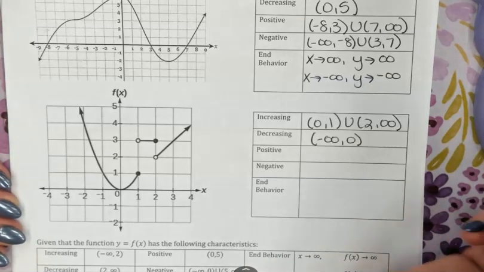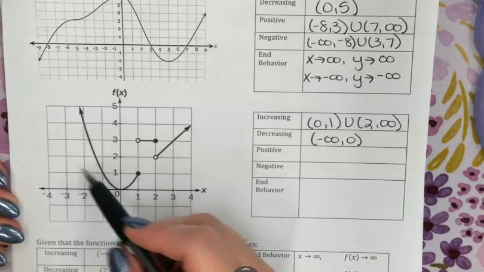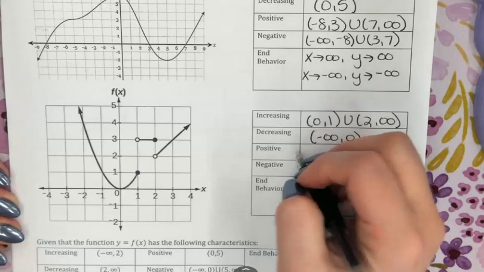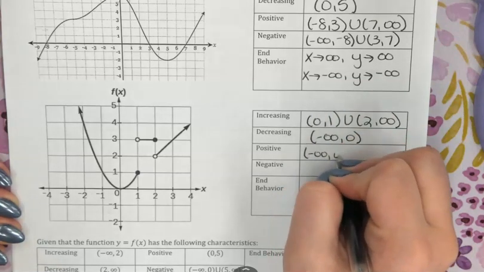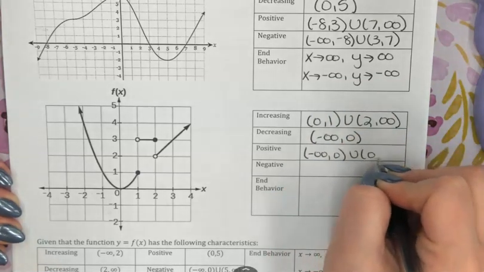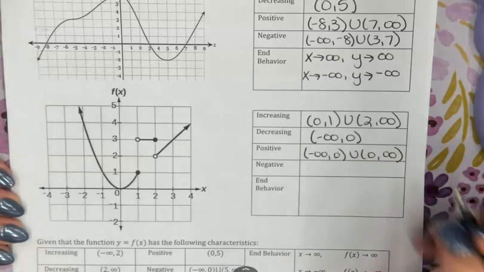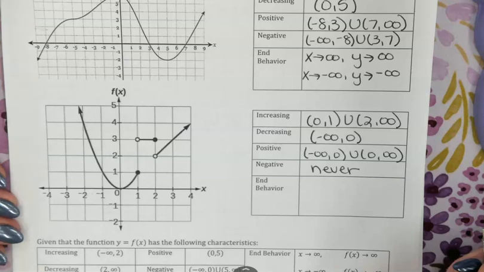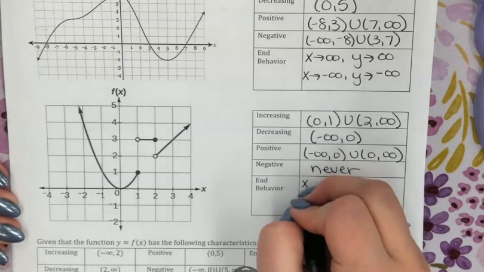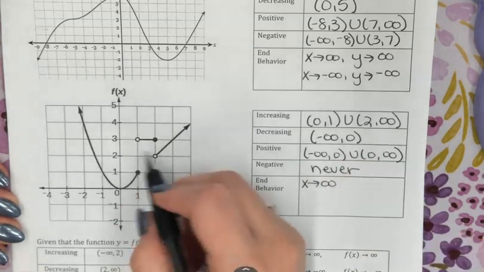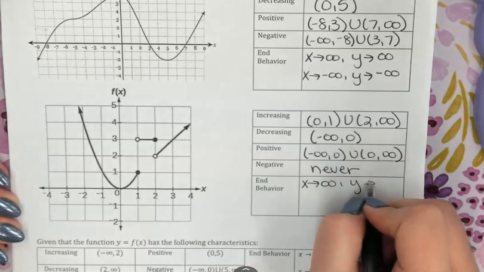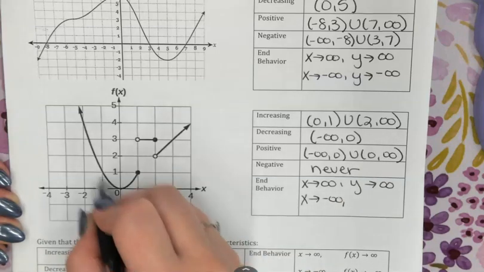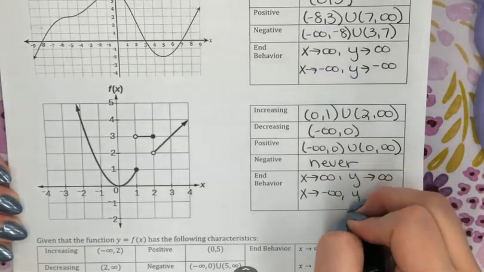My graph is positive everywhere except where it touches my x-axis, because remember, 0 is neither positive nor negative. So I have to exclude that. It's never negative. It doesn't ever dip down below the x-axis. And then my end behavior: as x is going to positive infinity, so is y. And as x is going to negative infinity, y is also going to positive infinity.